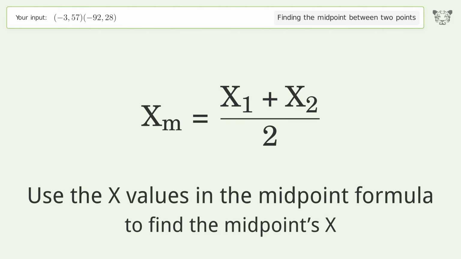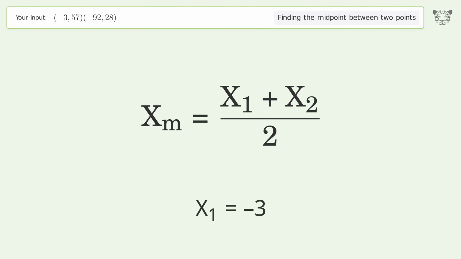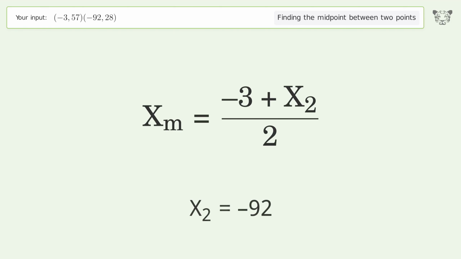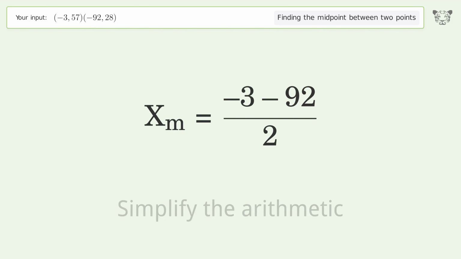Use the x values in the midpoint formula to find the midpoint's x. x1 equals negative 3. x2 equals negative 92. Simplify the arithmetic.